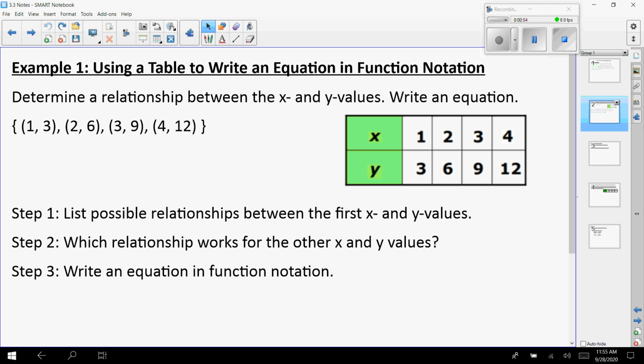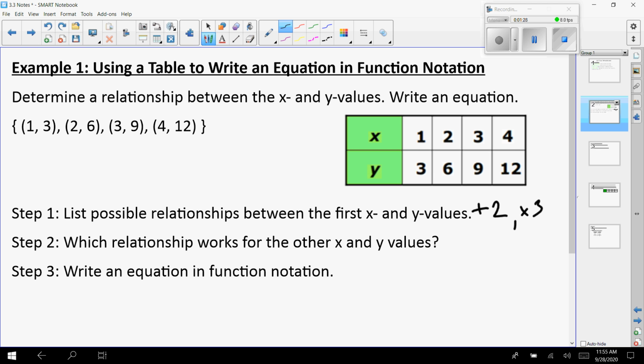So what is happening to x to get our y? We should list the possible relationships between the first x and y values. So one thing is we can go 1 plus 2, so we might be adding 2. We could also multiply by 3. We need to check which relationship works for the other x and y values.